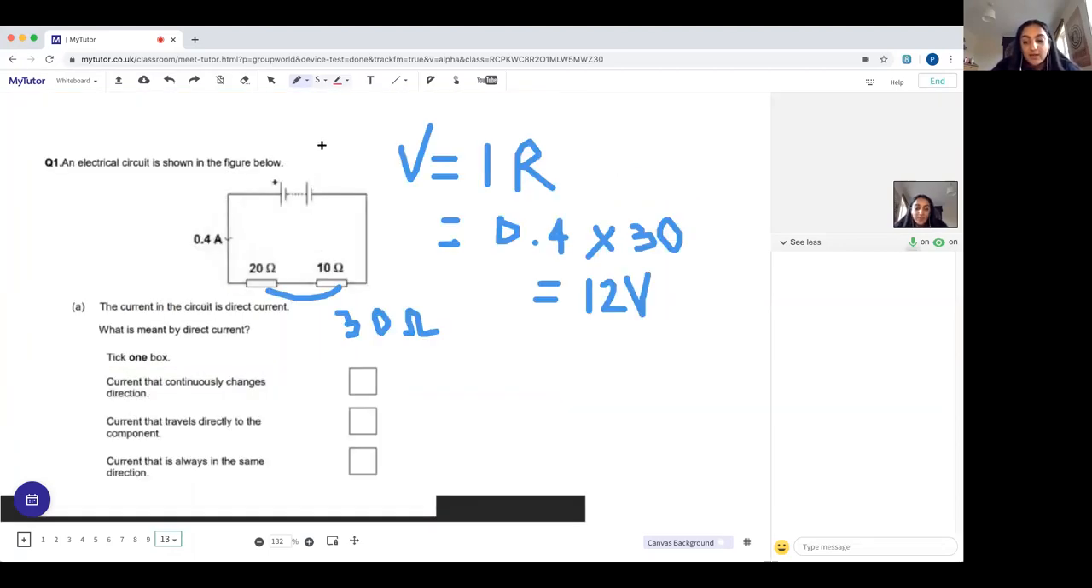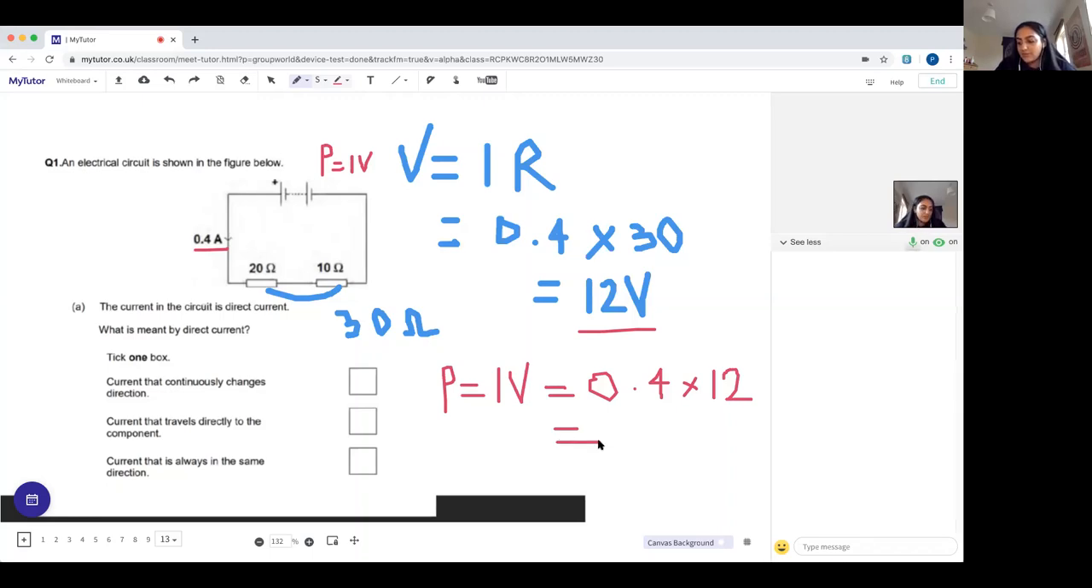So what is the power coming from the battery? Power equals current times voltage. Our current is 0.4 amps, and our voltage, which we just worked out, is 12 volts. So if we want power, we need to do power equals IV, where I equals 0.4 and V equals 12. So 0.4 times 12 is 4.8. So if you've got 4.8, that's great. But what is power measured in? What unit is power? What units do we use for power?